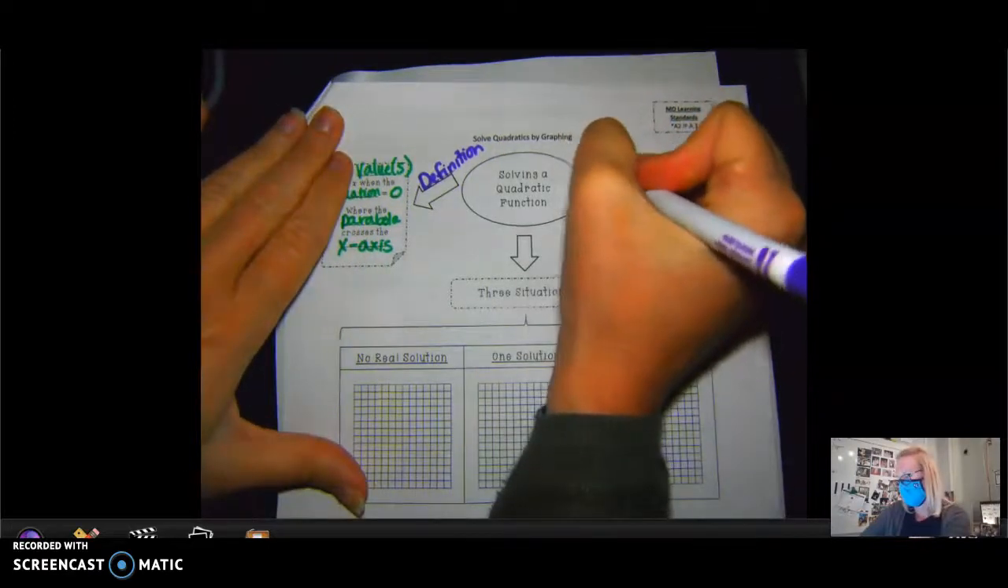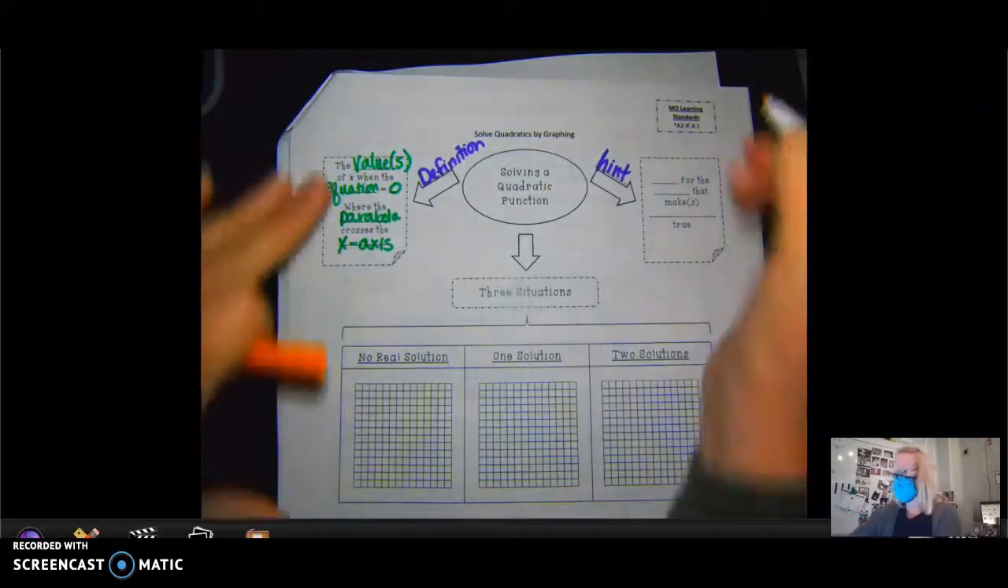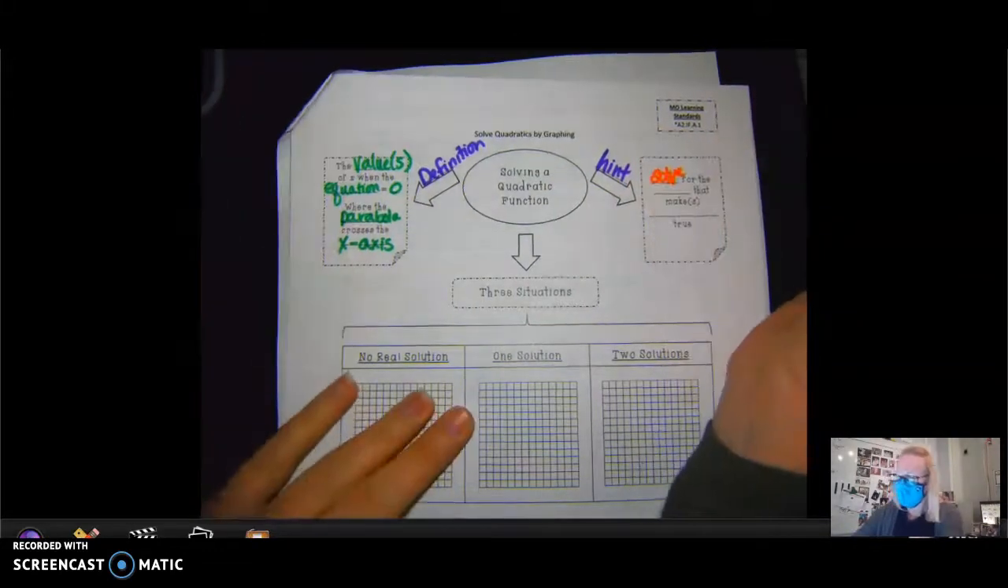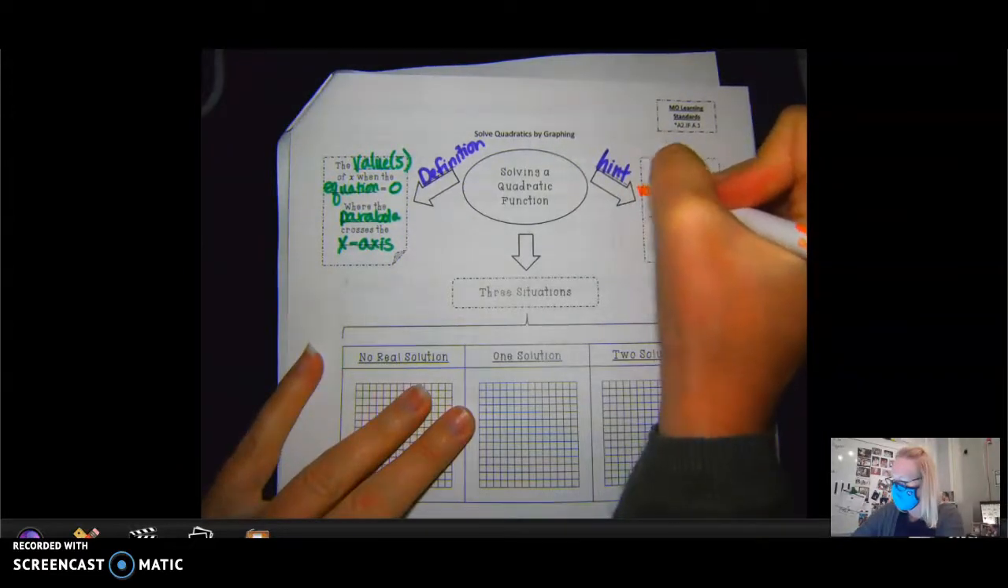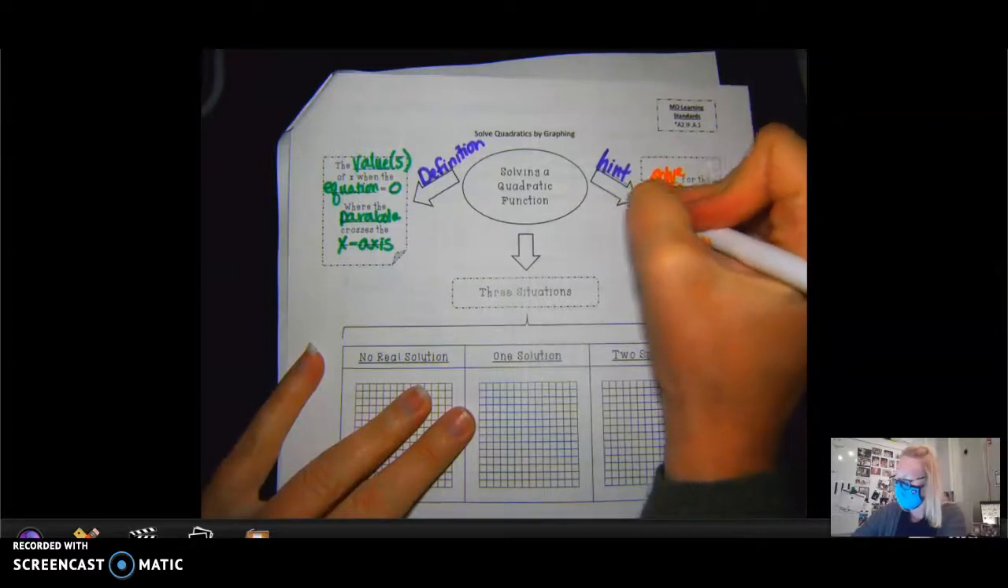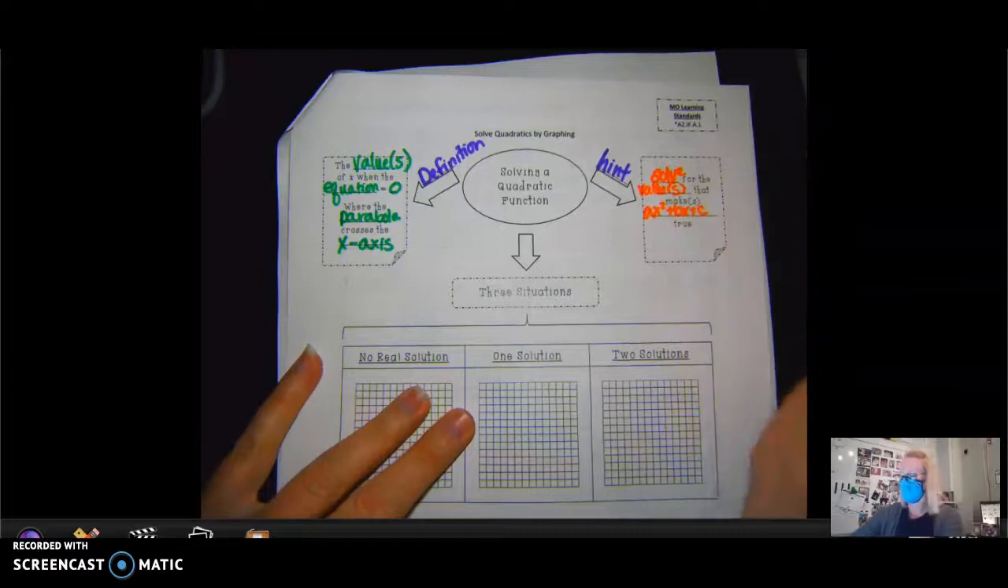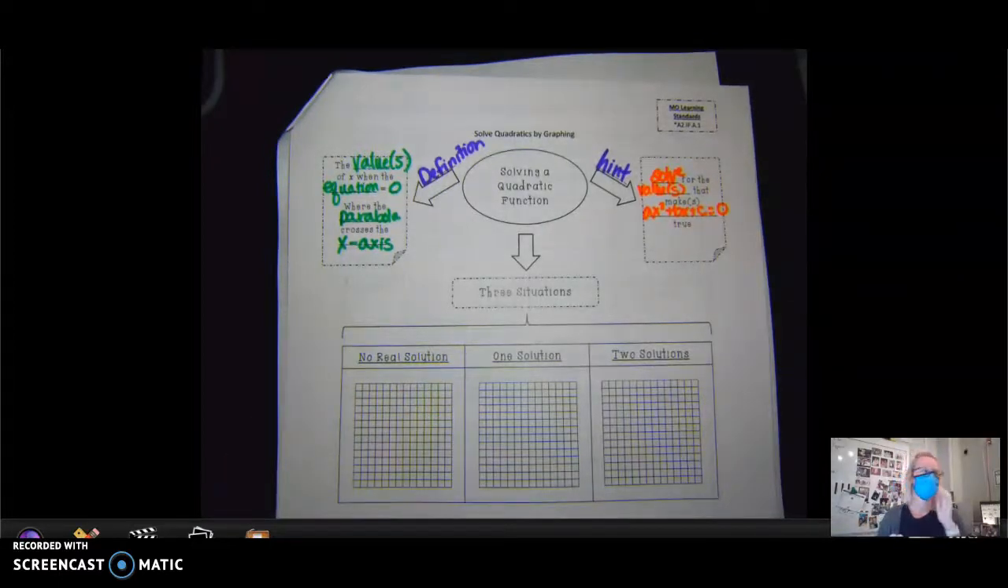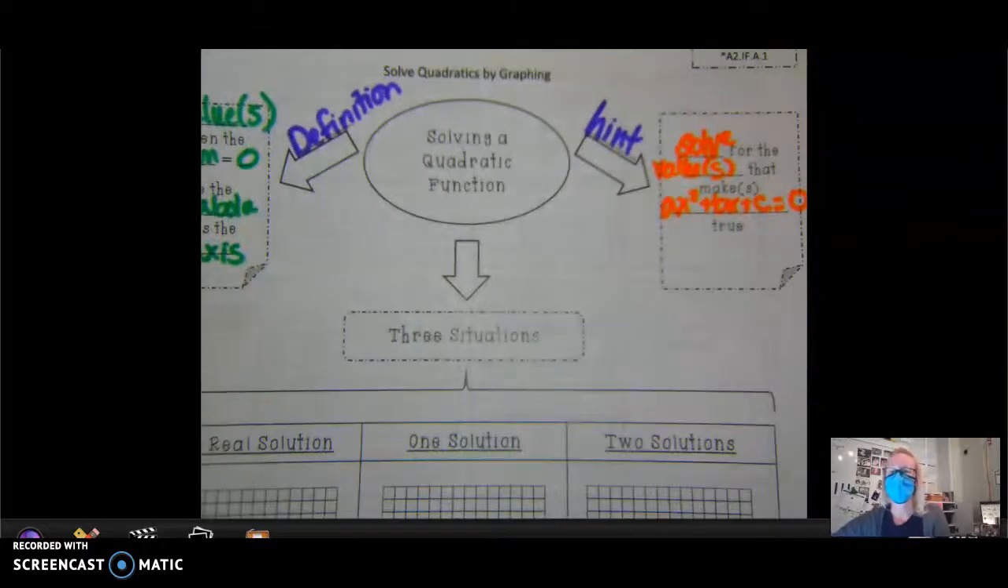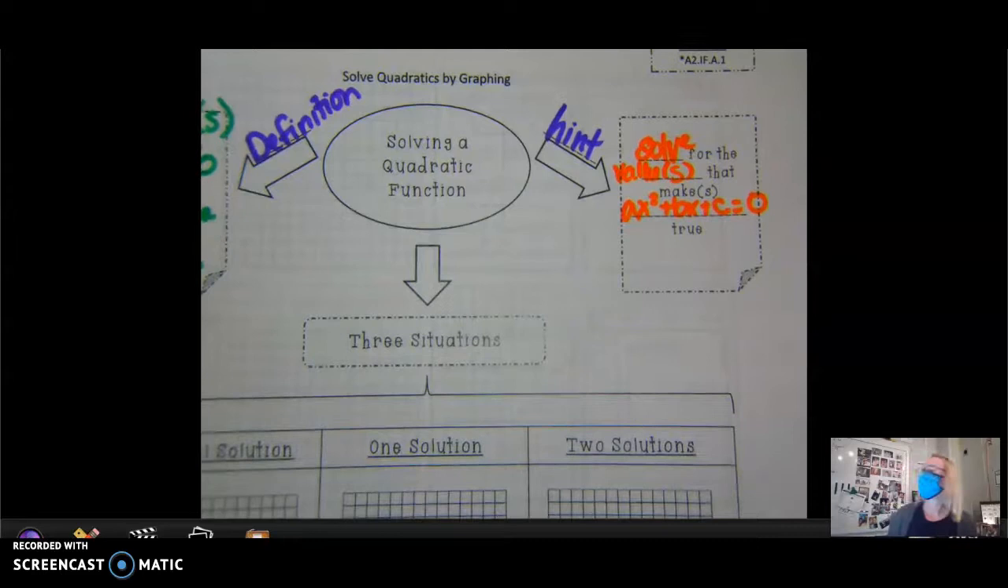Here's your hint. You're going to solve for the values that make ax squared plus bx plus c equal to 0 true. Ax squared plus bx plus c. Does that help at all? Yes, solve. Values. Maybe I should use a pen so you guys can see better.